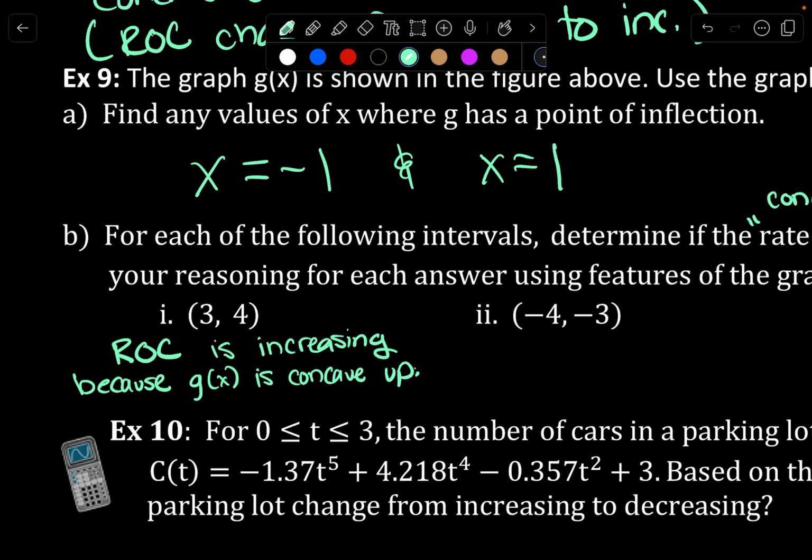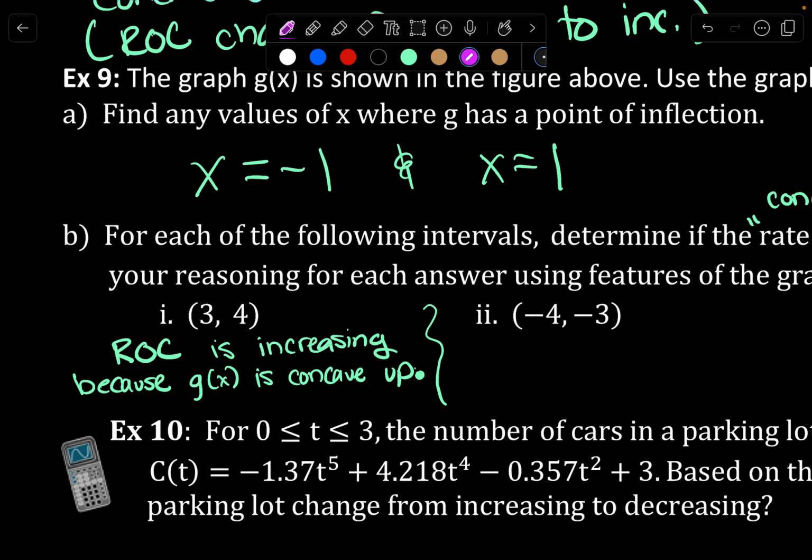And these justifications are interchangeable. Justify that it's concave up on this interval. Well, the rate of change is increasing. Justify that the rate of change is increasing. Well, the function is concave up. So these are interchangeable, and depending on what you're being asked, you can use the other to justify one.